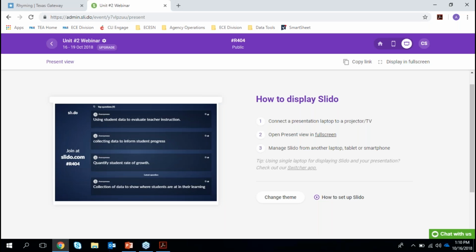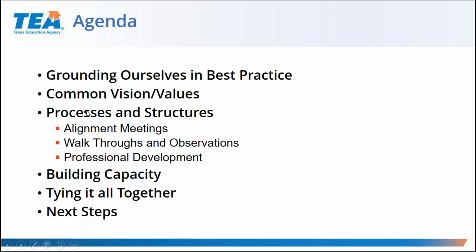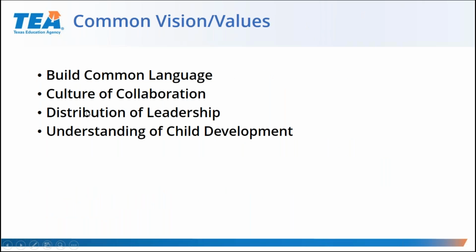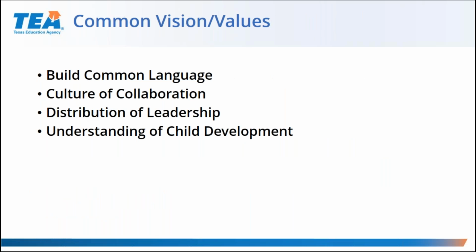So you can see from that there is a good number of thoughts around student progress monitoring. Not one person said the exact same thing. And that brings me to the point that we really have to take time as we're working through vertical alignment to stop and talk about common language.